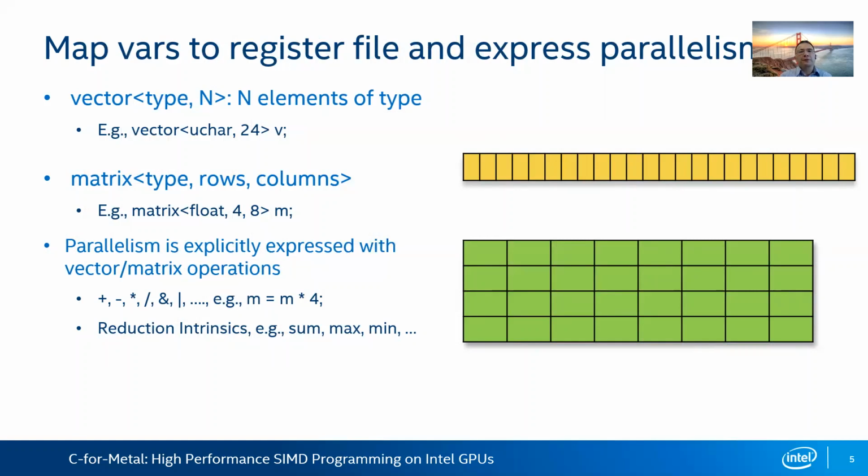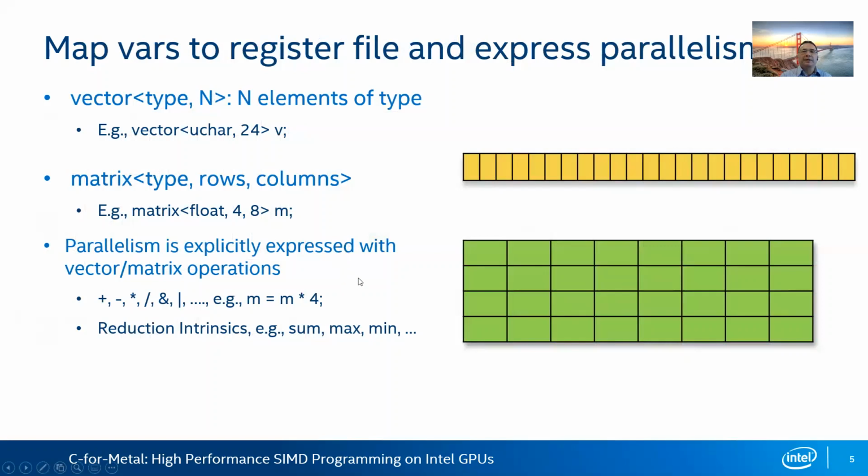By default, the compiler maps vector and matrix to registers. If it fails, it will generate spill code with a warning message asking the user to revise their code, for instance, using a smaller data chunk size. In the example here, we declare a vector of 24 bytes and a 4x8 float matrix.